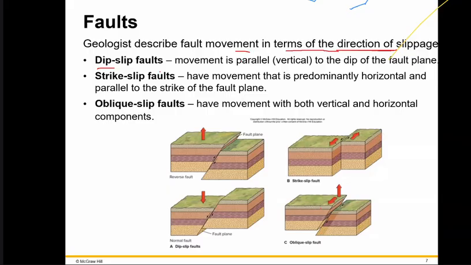So you could have a dip slip fault. These two diagrams here, 1 and 2, talk about dip slip faults. Why is it dip slip? It is called dip slip because the movement is parallel to the dip of the fault. What is the dip of the fault? We talked about dip already in our last class. This is the dip of the fault.